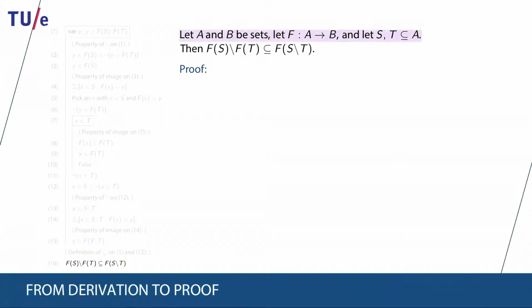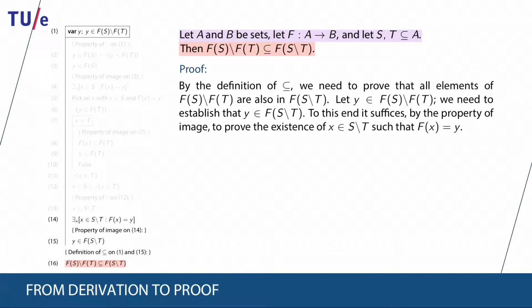So we declare sets A and B, a mapping F from A to B, and subsets S and T of the domain of F, and then state as our main goal to prove that the difference of the images under F of S and T is a subset of the image under F of the difference of S and T. The proof starts in backward reasoning mode to simplify the main goal.